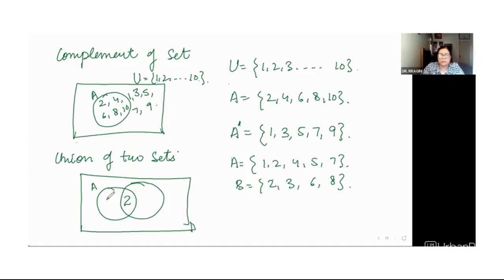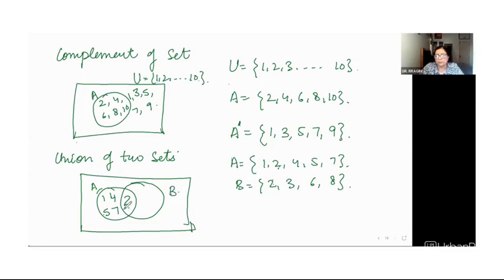Now 1, 4, 5, 7. Now make a check. This is the complete circle A. You must have 1, 2, 4, 5, 7 inside the circle A. All of them are inside A, but precisely mark this 2 in the region which is common to A and B. Right? Because 2 is a common element for both the sets.